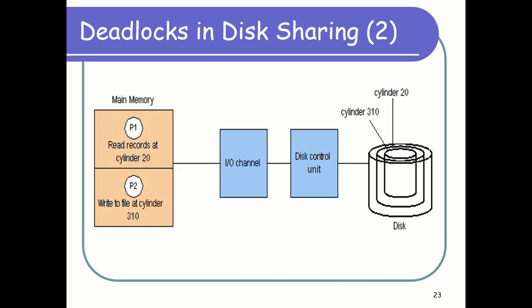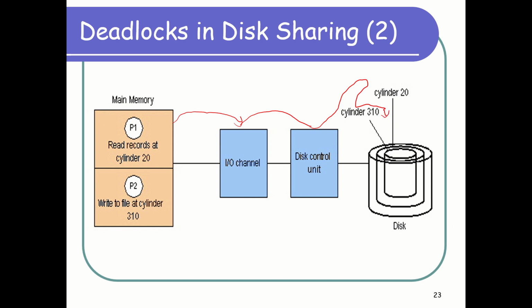Okay, so the example: a system that performs daily transactions at an insurance company. P1 wants to show a payment and issues a command to read the balance, which is stored in cylinder 20 of the disk. So P1 issues a command to input/output, and the control unit tries to find the location of cylinder 20.